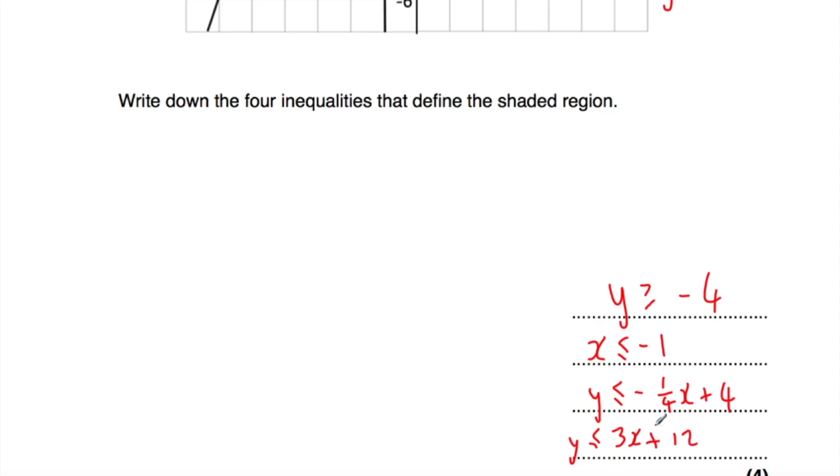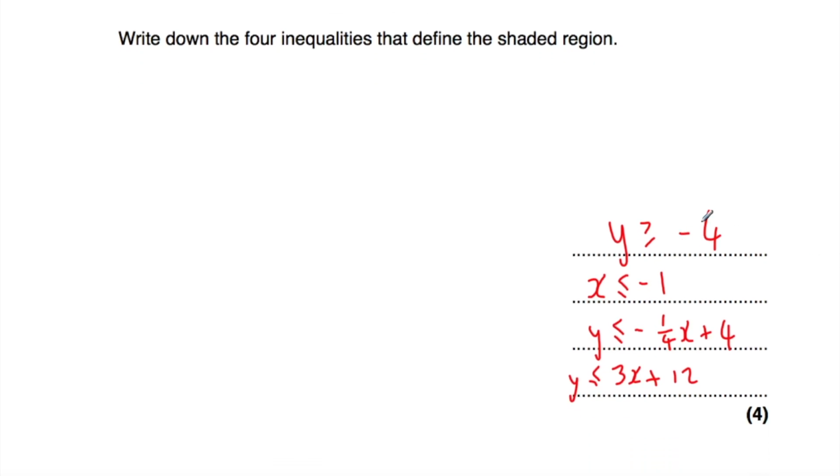And that's it. And so that means our inequalities are y is greater than or equal to -4, x is less than or equal to -1, y is less than or equal to -1/4 x plus 4, and y is less than or equal to 3x plus 12. And that's it.